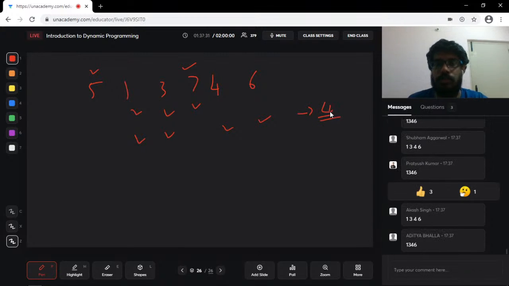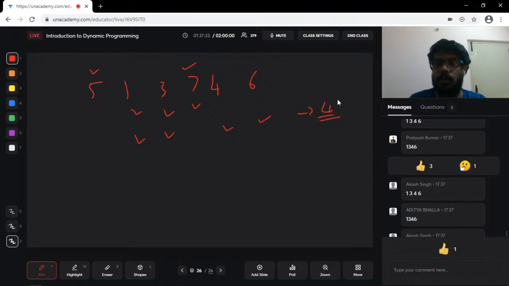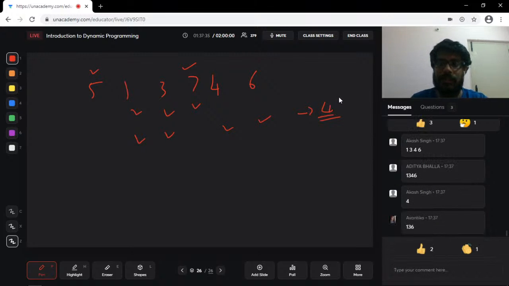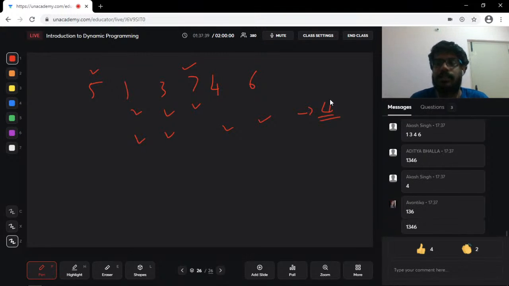Okay. So this is the problem. I hope the problem is clear now. Given any array or any sequence, you want to find the length of the longest increasing subsequence. Let's assume all numbers are distinct. If it's not distinct, it doesn't change anything.